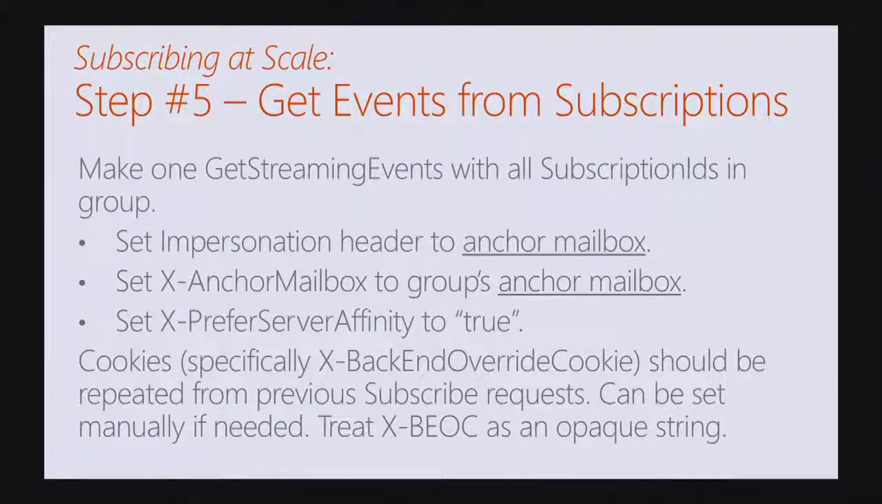In the next step, you'll do a get events request. It's a get streaming events request. You'll basically package up all the subscription IDs tied to all the mailboxes in the group that you've created. You'll issue one request. You'll impersonate the anchor mailbox and set the X-AnchorMailbox header to the group's anchor mailbox, which is less important because you're really using the prefer server affinity, which is set to true, and all your requests will go there.